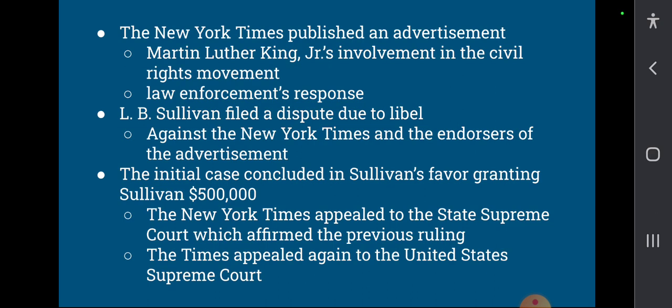The initial case concluded in Sullivan's honor, granting Sullivan $500,000. The New York Times appealed to the state Supreme Court, which affirmed the previous ruling. The Times appealed again to the United States Supreme Court. This is the appeal that we are studying today.